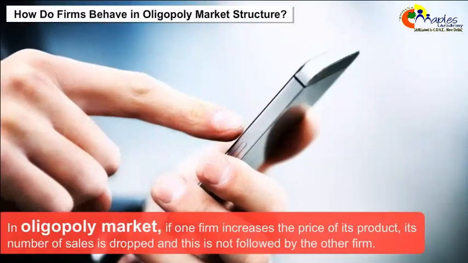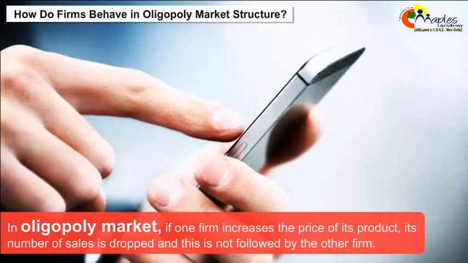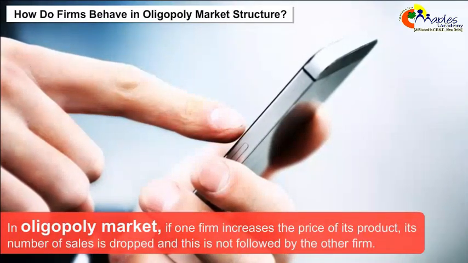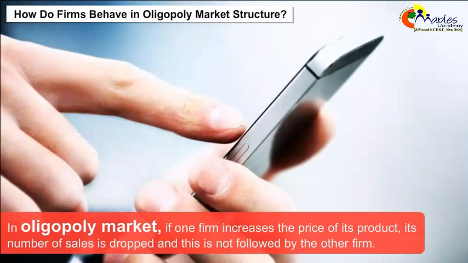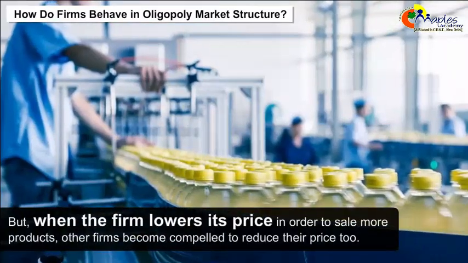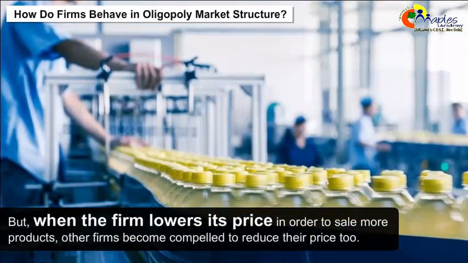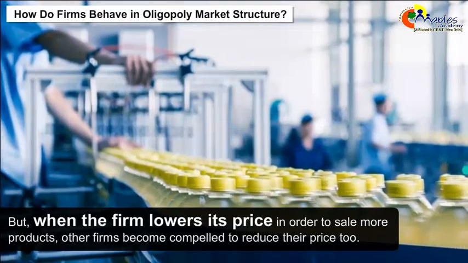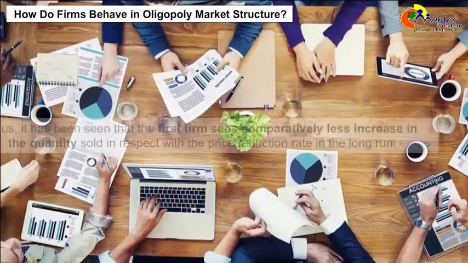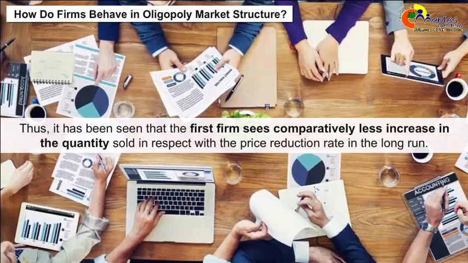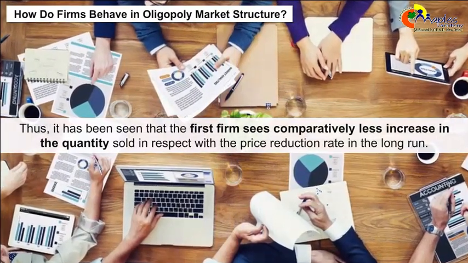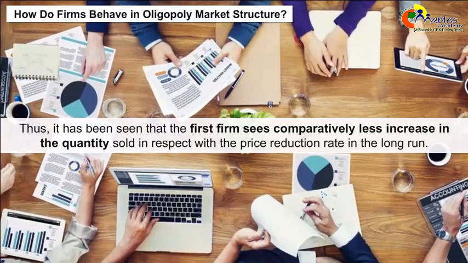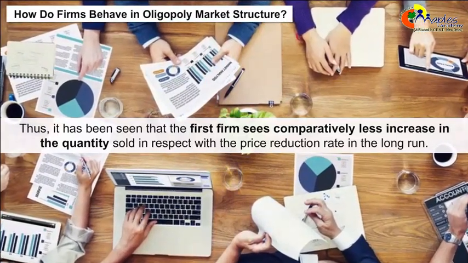In an oligopoly market, if one firm increases the price of its product, its number of sales drops and this is not followed by the other firm. But when a firm lowers its price in order to sell more products, other firms become compelled to reduce their prices too. Thus, it has been seen that the firm sees comparatively less increase in the quantity sold in respect of the price reduction rate in the long run.